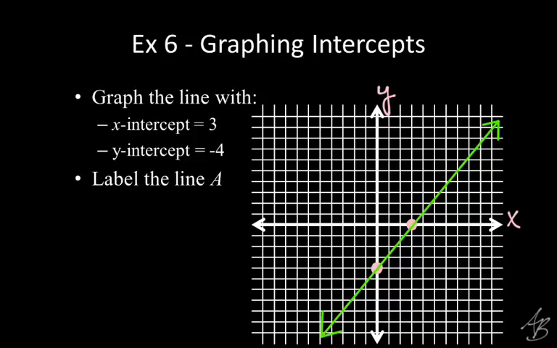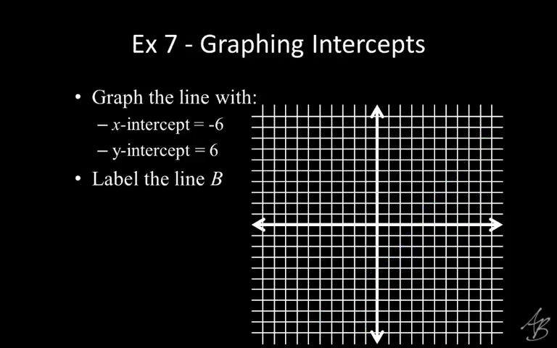Now, there's one more thing we're going to do before we move on to the next example. Since we're going to put 3 lines all on the same coordinate plane, how are we going to tell the lines apart? We're going to label them. So we want to label this one line A. I like to label them at one end or the other. It doesn't really matter which end. So I'm going to label line A down here next to that line so that I can tell which one's which. Make sure that you label your lines so you know which line is which.